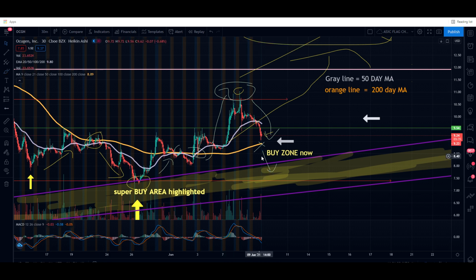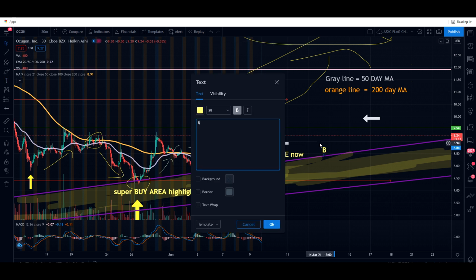Now, me personally, I am adding onto these dips because I am extremely bullish on OCGN. So when it recently hit about $9.10, $9.05, it actually touched below 9, and I added. Okay, it actually touched right on the $9 region, and as soon as it hit this support, yeah, it's already going back up.